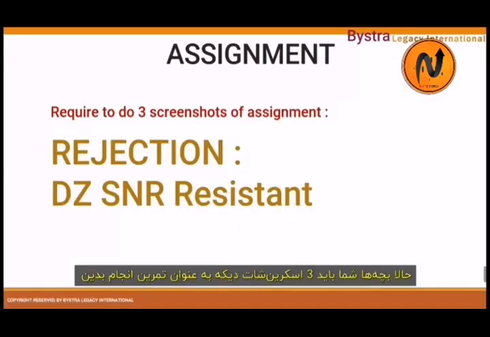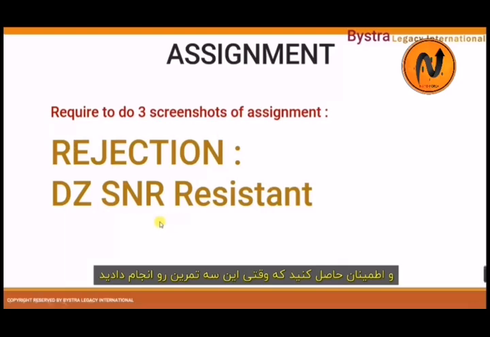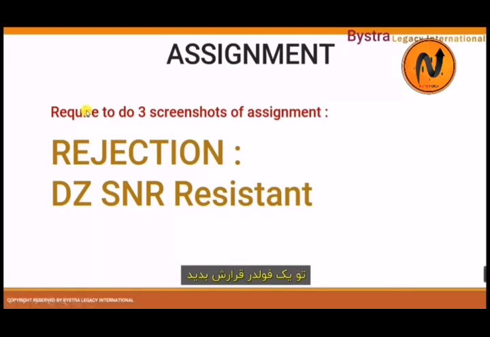Now guys, you are required to do another 3 screenshots of your assignment. This time it is the DZSNR rejection, daily, weekly, monthly, and make sure that once you have completed all your 3 assignments, you put them in the folder.